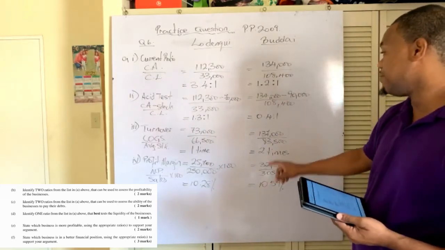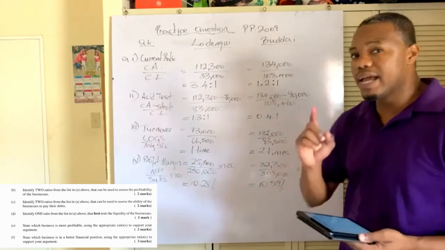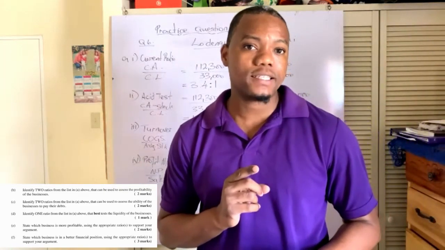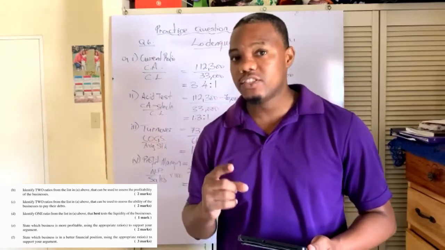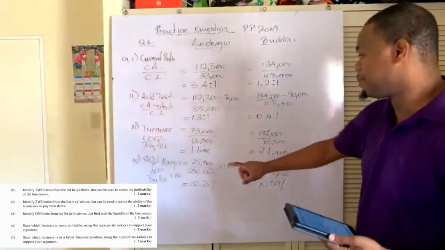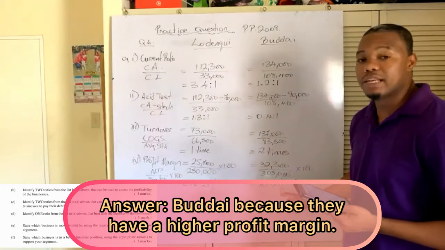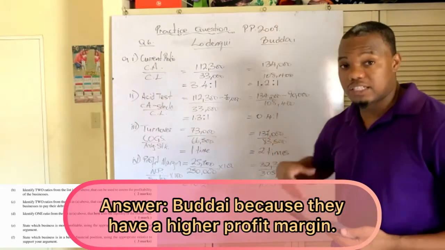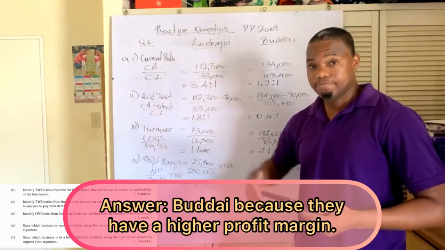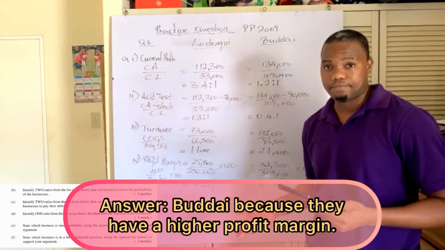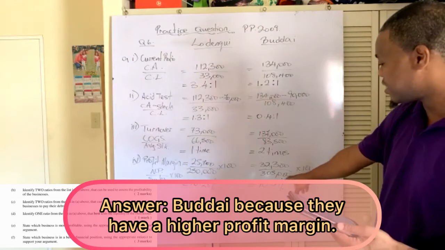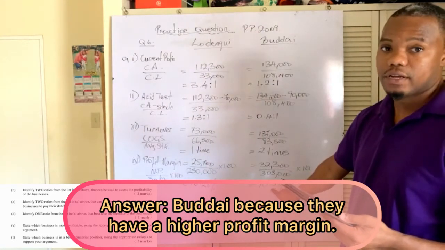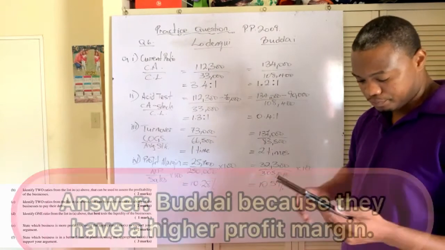Also, you could say that Budai has more sales, but more sales does not mean more profits. So I want you to get that. More sales does not mean more profits. And that is the reason why the profit margin ratio would have been the best ratio to use as opposed to the turnover ratio. All right? So the answer is Budai, and the reason is because they have a higher profit margin ratio.